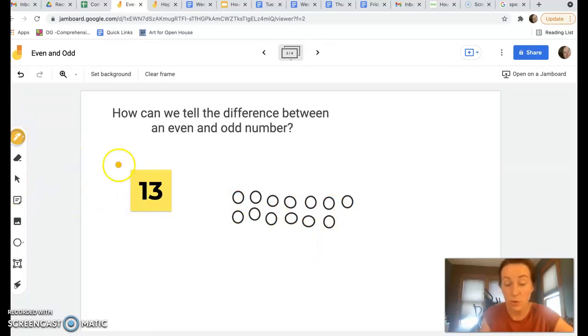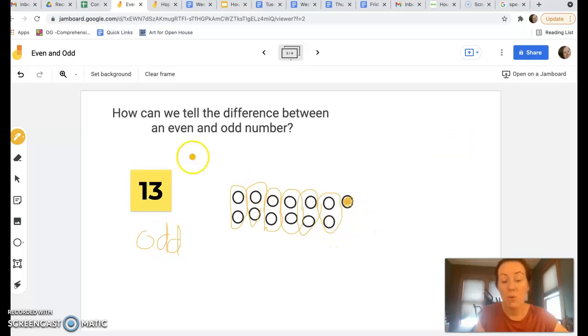And now I'm going to circle the pairs. So that, remember, pair is 2, right? And if we have pairs and none left over, it's an even number. If we have some pairs and we do have one left over that doesn't have a partner, doesn't have a pair, then it's an odd number. So let's see. There's a pair. Another 2 circles is a pair. Another 2 circles is a pair. Another 2 circles is a pair. 2 circles, 2 circles, and we have one left over. So this one right here is one left over, so that means that 13 is an odd number.